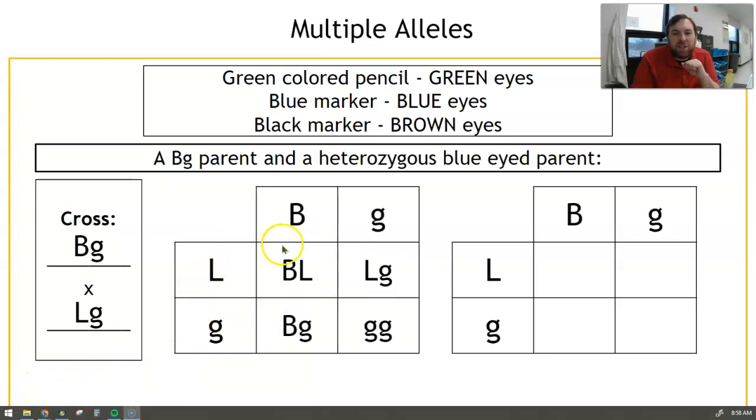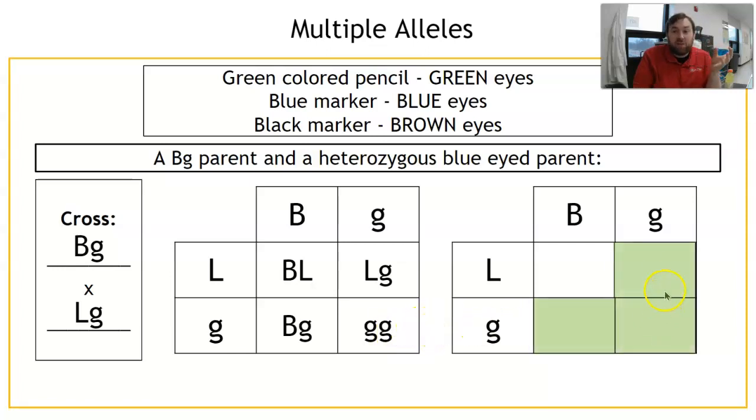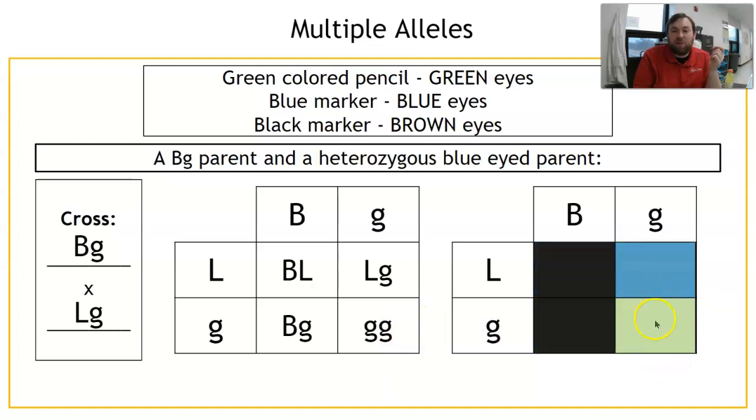So if we put the BG parent up here and the LG parent over here, then every single one of these boxes will have a B, every single one of these boxes will have an L, but it looks like all 3 of these will have G's, and this one right here has 2 of the G's, meaning it's homozygous recessive. If we look at it closely enough, we should be able to see right away that the green will be masked in these 2 boxes, but look at that. I haven't colored that one in yet with blue or black, so therefore that means that we have some green eyes in the mix here.